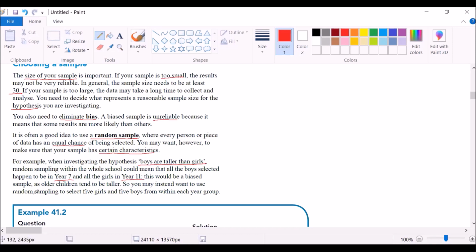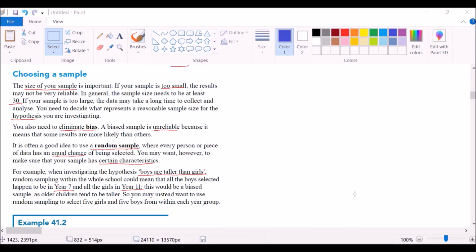This is a biased sample, as older children tend to be taller. So you may want to make sure that all the grades are represented and an equal number of boys and girls are selected from each grade. So even if your sample is random, it has to be controlled to make sure that it remains reliable.